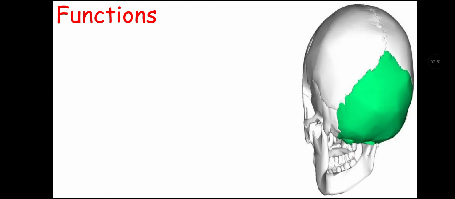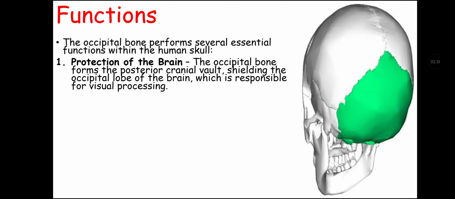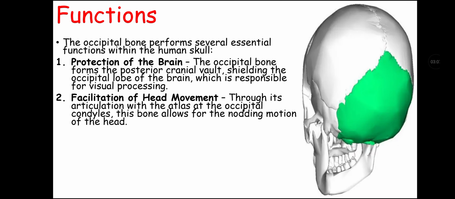Now let's talk about the functions of occipital bone. Occipital bone performs several essential functions within the human skull. These include protection of brain, as the occipital bone forms the posterior cranial wall, shielding the occipital lobes of the brain, which is responsible for visual processing. The second function of occipital bone is facilitation of head movements, as through its articulation within the atlas at the occipital condyle, this bone allows for nodding motion of the head.